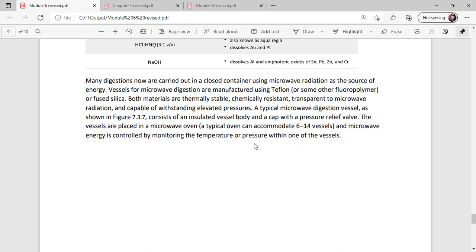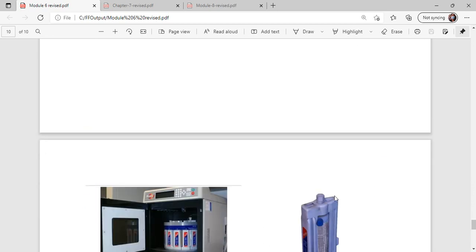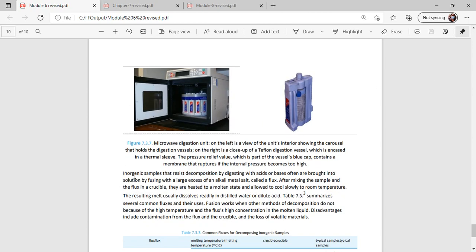A typical microwave digestion vessel is shown in figure 3.7, consisting of an insulating vessel body, cap, and pressure relief valve, and the vessels are placed in a microwave oven. A typical oven accommodates around 6 to 14 vessels, and your microwave energy is controlled and monitored by the temperature or pressure within one of your vessels. You have here the microwave. Okay, so this is dissolved in your solvent.